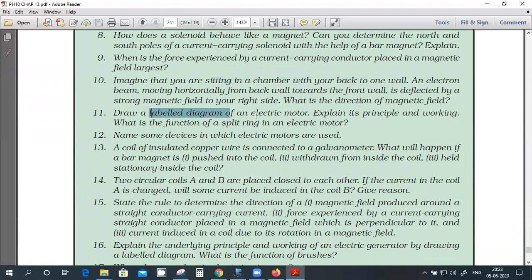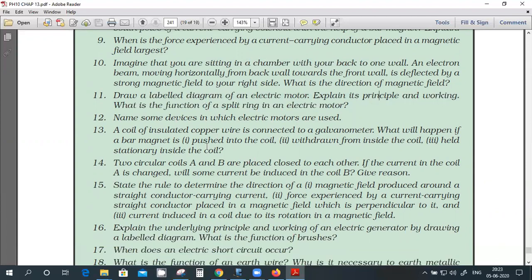Okay, label the diagram of an electric motor. This is basically textbook material. Right. Some devices that use electric motors in your home: water pump. Okay. Anything else?